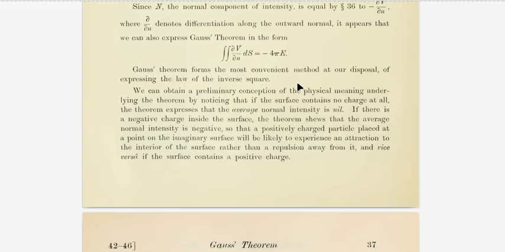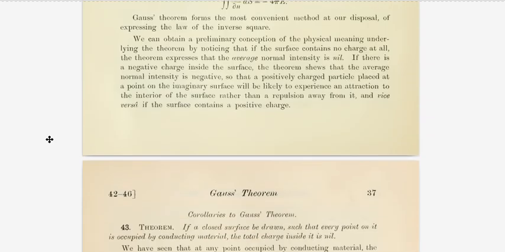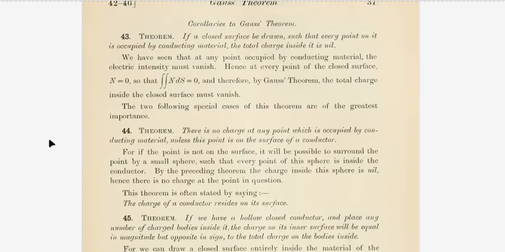We can obtain a preliminary conception of the physical meaning underlying the theorem by noticing that if the surface contains no charge at all, the theorem expresses that the average normal intensity is nil. If there is a negative charge inside the surface, the theorem shows that the average normal intensity is negative, so that a positively charged particle placed at a point on the imaginary surface will be likely to experience an attraction to the interior of the surface rather than a repulsion away from it, and vice versa if the surface contains a positive charge. Corollaries to Gauss' theorem.